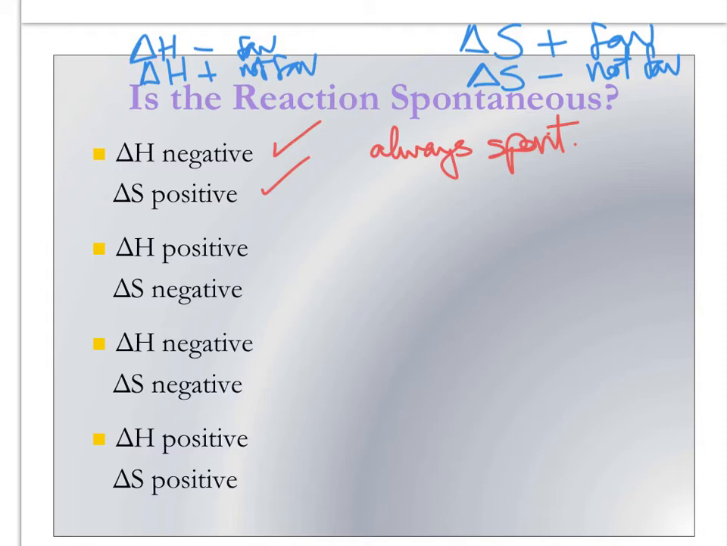So let's say my delta H is positive. Is that good? No, we do not want delta H to be positive. How about delta S being negative? Do we want that? No, neither of those are favored. That's not good. And so both enthalpy and entropy are saying this reaction should not go. That means this reaction is never spontaneous. That means at any conditions, it will not happen without outside intervention.